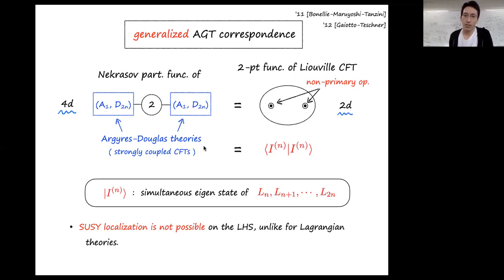Now, what is totally different from the original AGT correspondence is that you can't compute this left-hand side by localization because you don't have a Lagrangian. Okay? So it's basically impossible to compute this by path integral and localization, unlike the Lagrangian theory. For a Lagrangian theory, you can compute it by localization, but it's not possible here. Okay? That's a big difference.